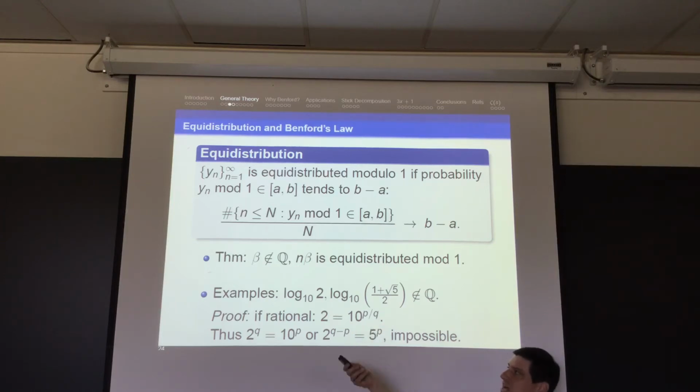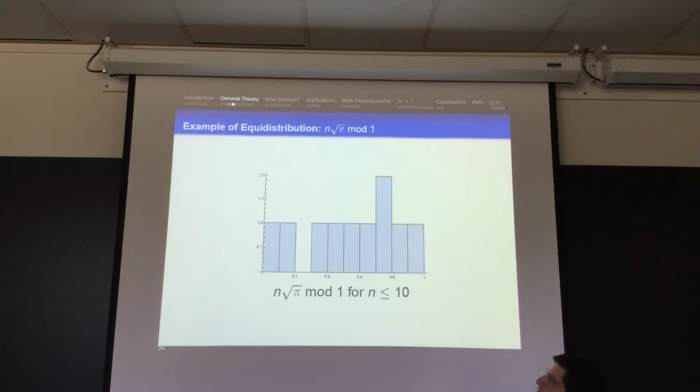What this will mean is that if I look at n log 2 base 10, that will be equidistributed. Okay, so I chose one of my favorite irrational numbers, the square root of pi, and I looked at n square root of pi mod 1 for n less than or equal to 10. Does this look equidistributed, yes or no? Yeah. Does it look perfectly equidistributed? Would you have expected a better fit?